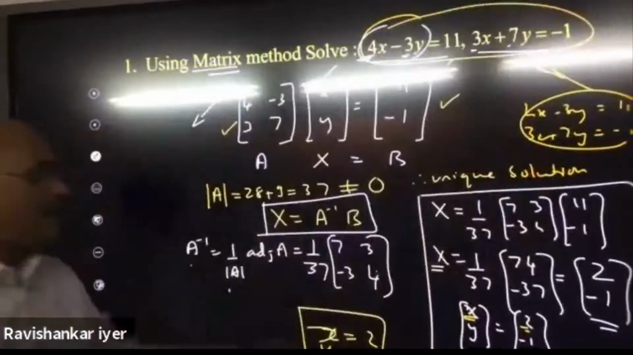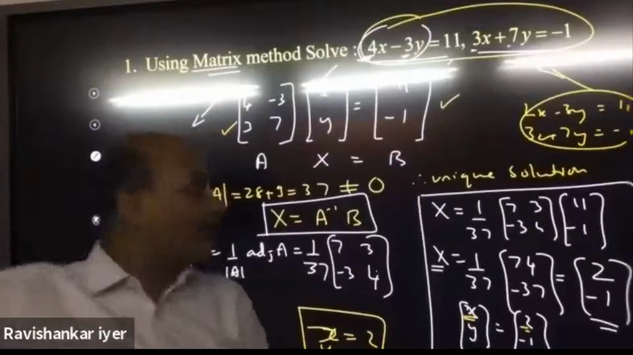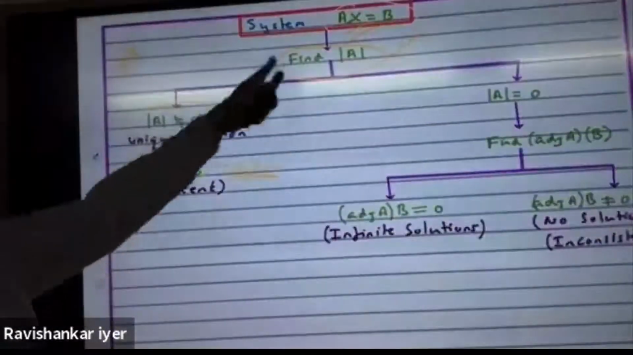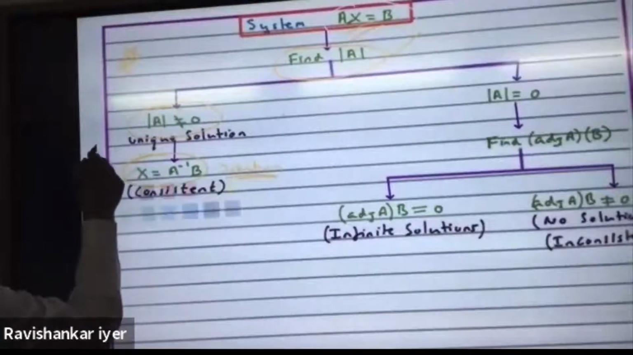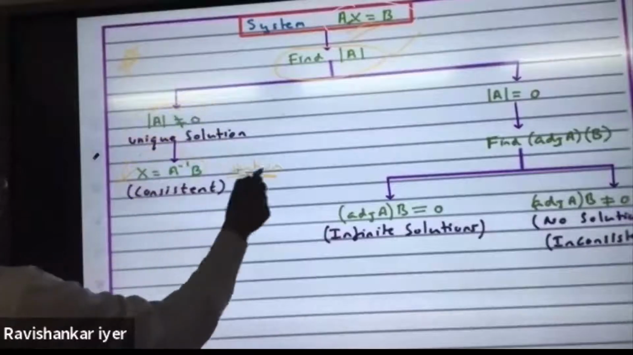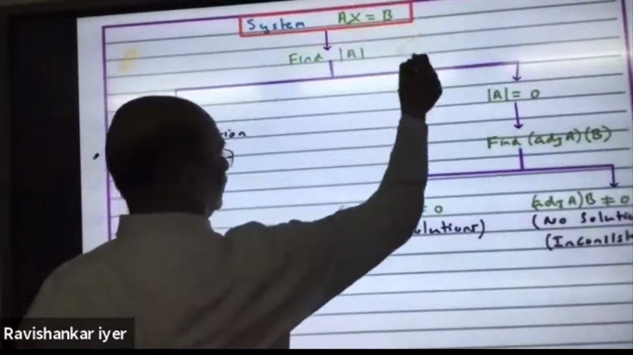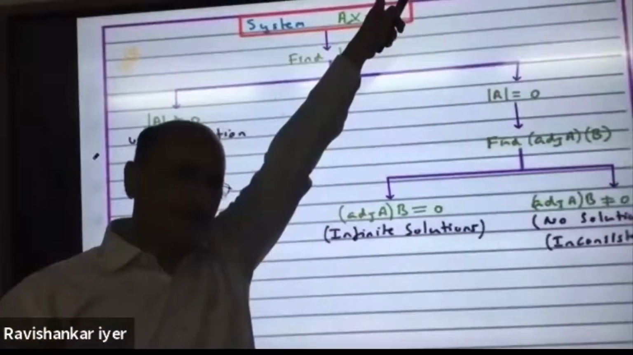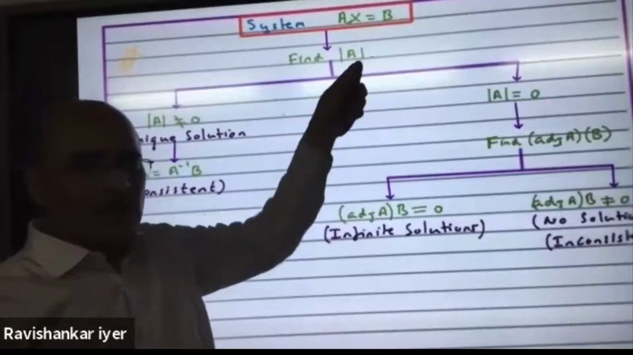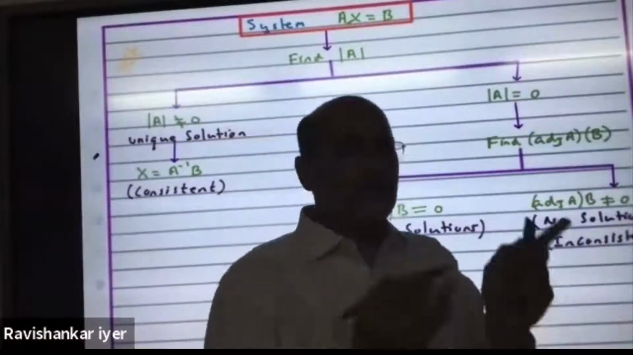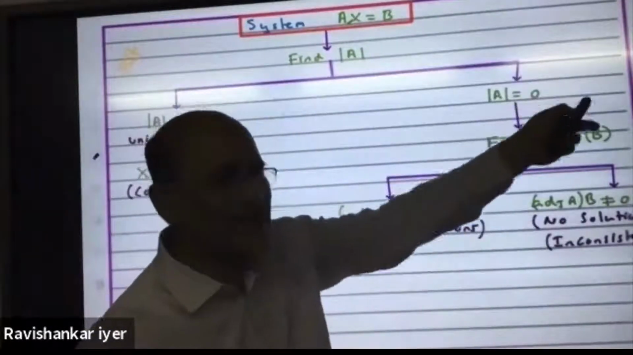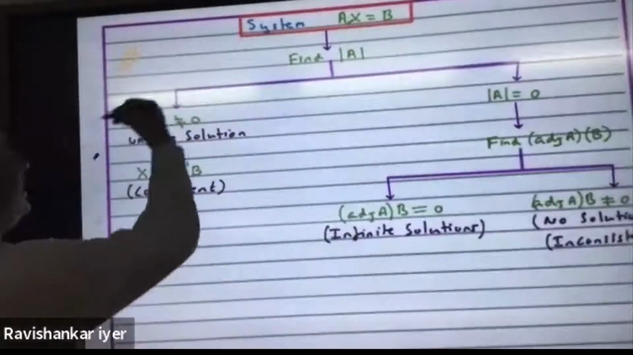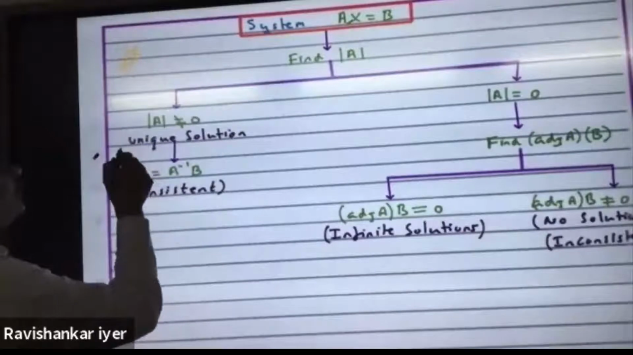I call these two simultaneous equations solved not by the algebraic method but by the matrix method. Remember, that's why this chart is very crucial. In any equation, first write the equation in matrix form. Then find determinant A. If determinant A is equal to 0, you go there. If determinant A is not equal to 0, you come here. So it has a unique solution.